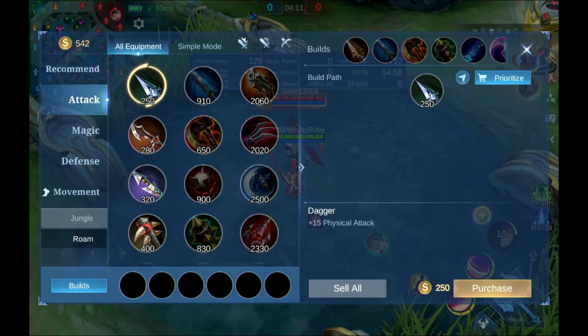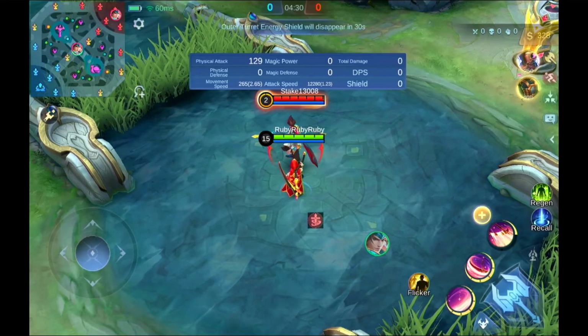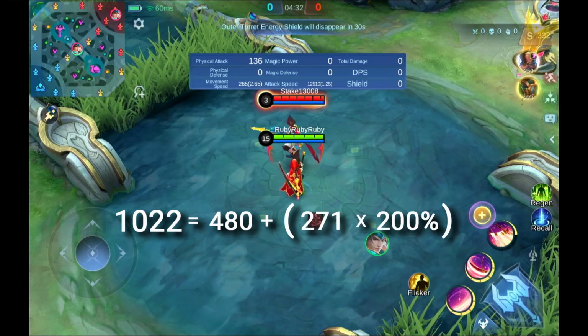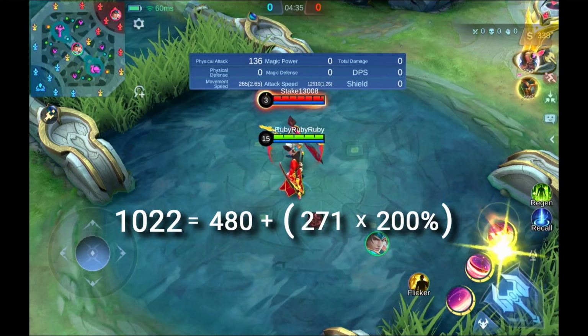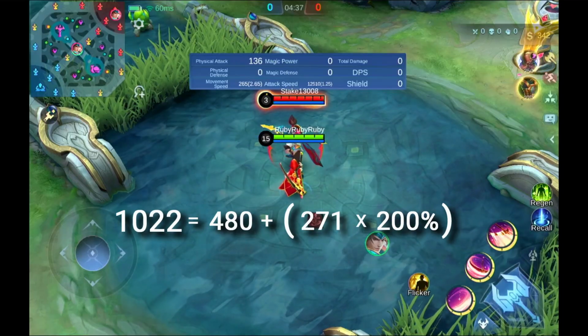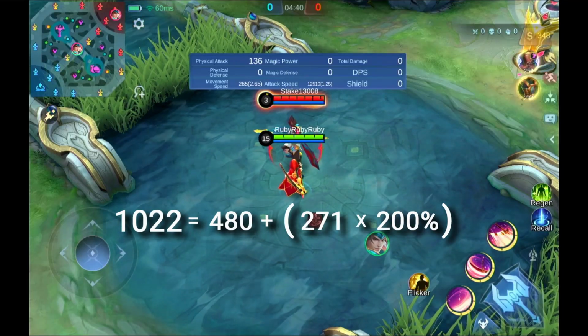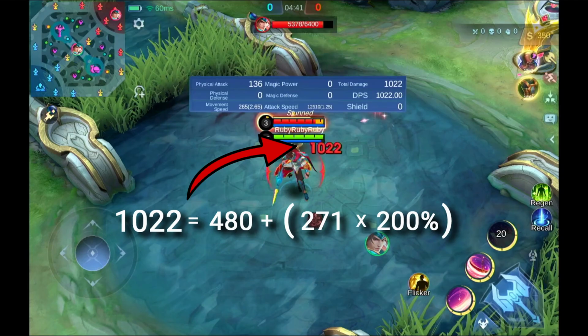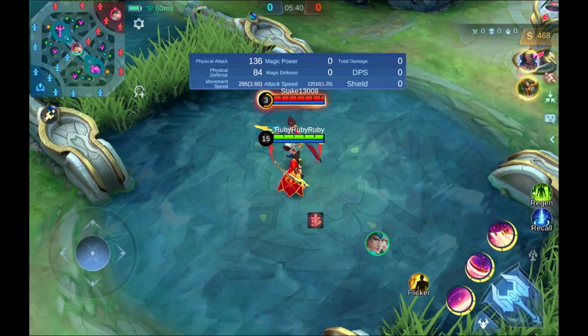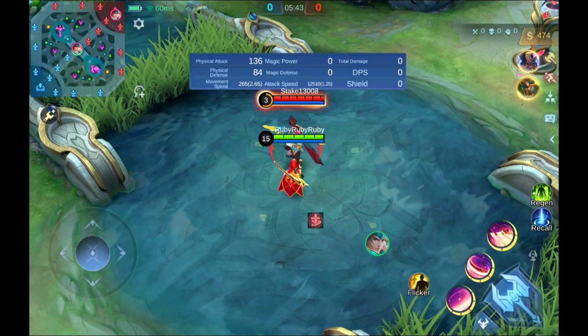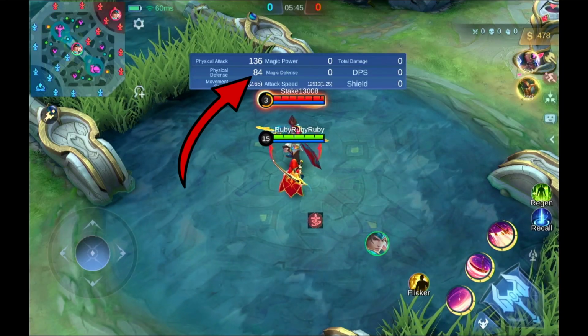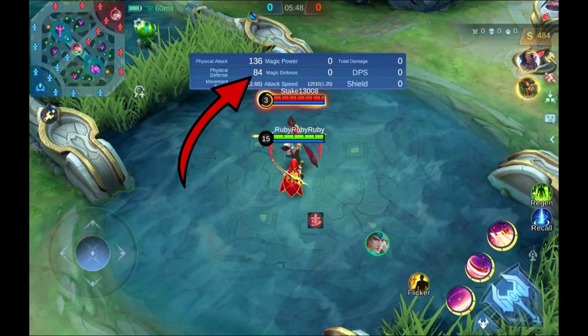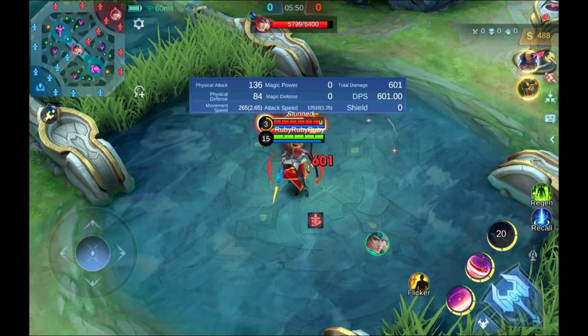Now, let's try increasing her physical attack by getting an item and also leveling up her ultimate to level 3. So in theory, our ultimate will now deal 480 plus 200% of 271, which equals 1022. So as expected, the practical damage is reflecting correctly together with the theoretical damage so far, which settles the first part of the formula. However, defense stats exist, which helps the damage receiver to reduce the damage taken. For example here, if we increase the defense of the damage bot, with the exact same Ruby earlier, you can see that the damage taken has been reduced when defense has been added.